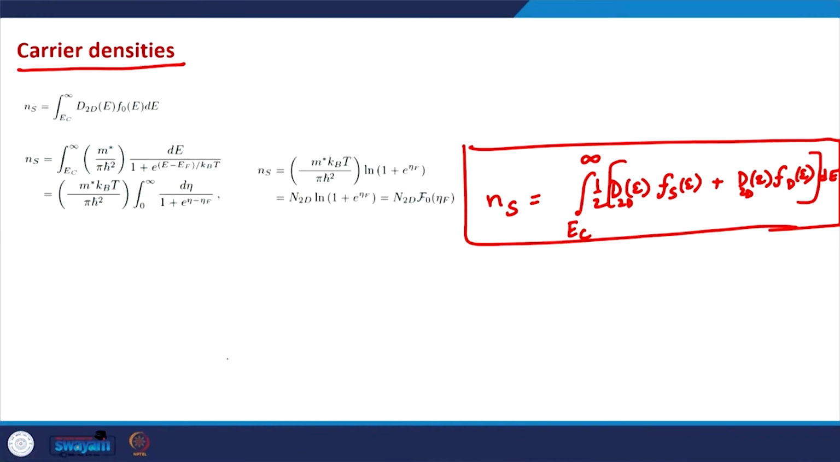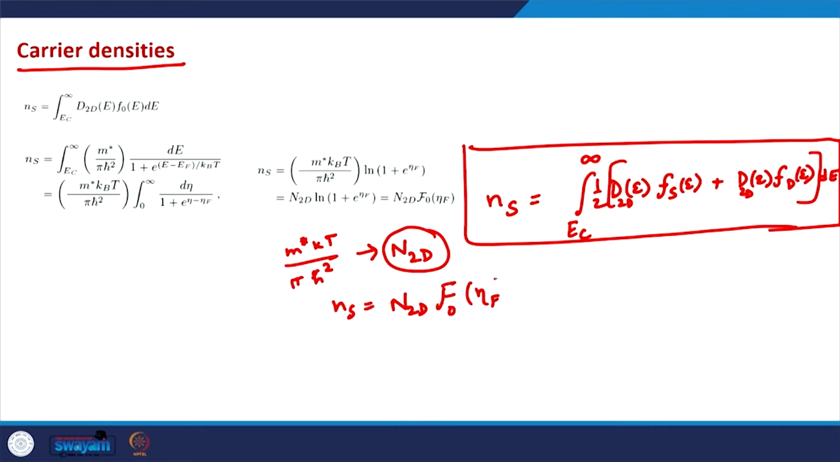So, generally this parameter m star kT by pi h bar square is defined as N2D, where N2D is the modified density of electrons. So, this carrier density becomes capital N2D times Fermi Dirac integral of order 0.